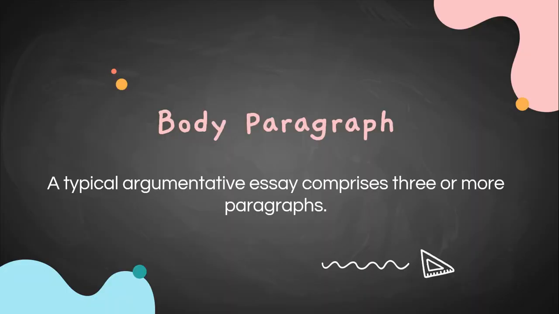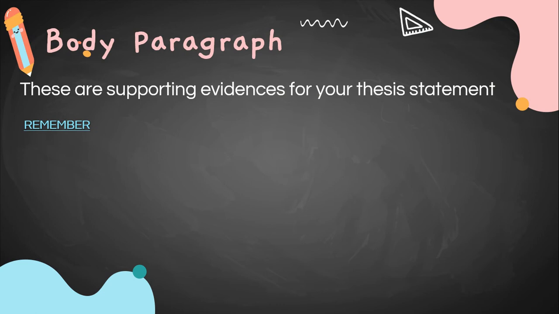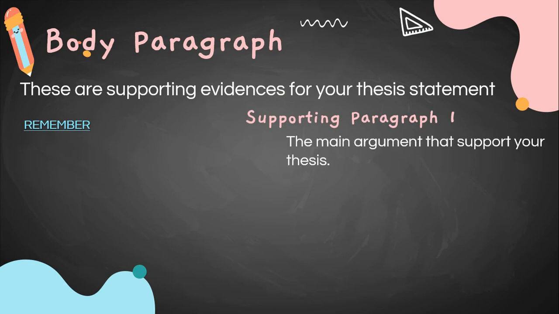Let's now move on to the body paragraph. A typical argumentative essay comprises three or more body paragraphs. A body paragraph is supporting evidence for your thesis statement. So in the body, you must have your supporting paragraph number one, which is your main argument that will support your thesis.